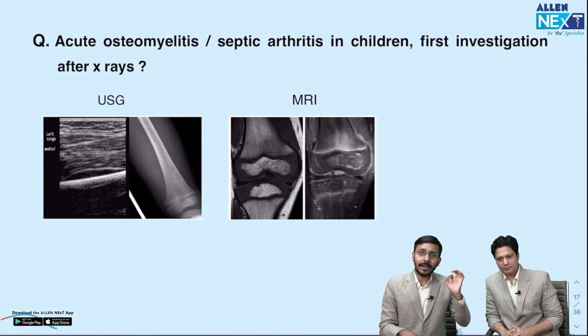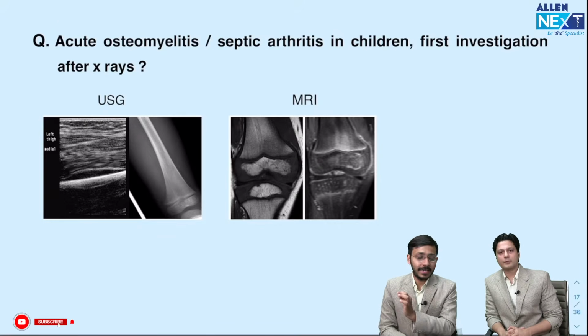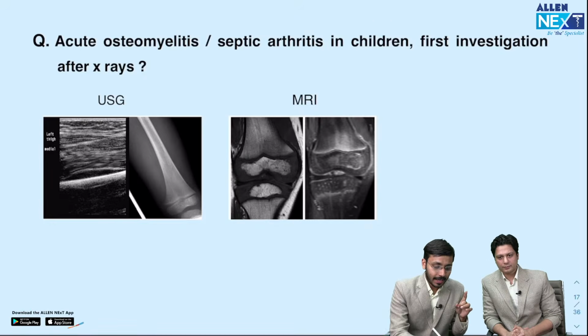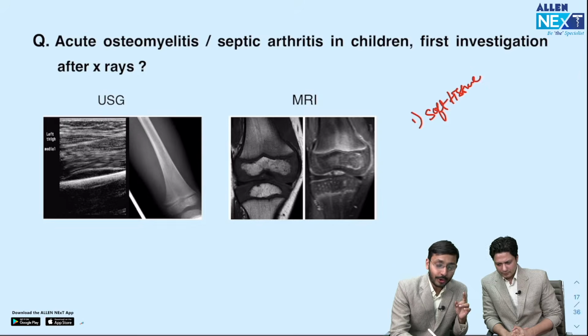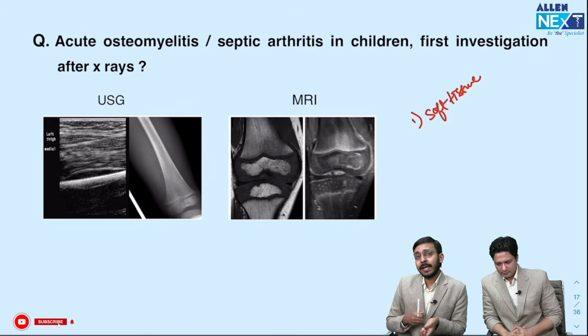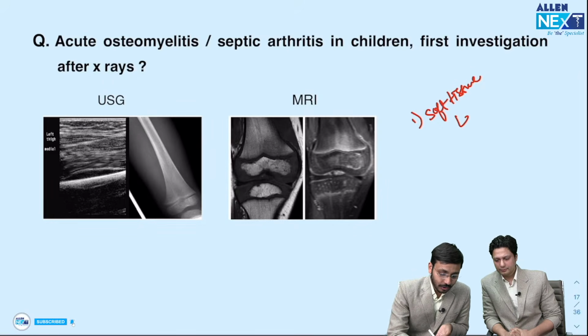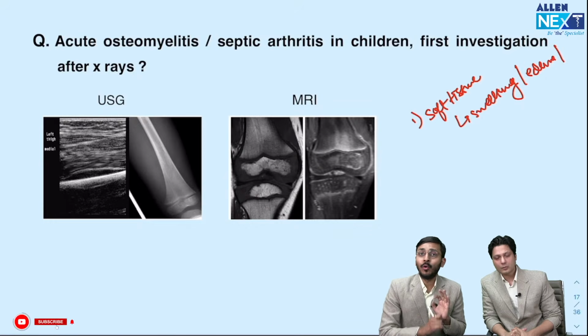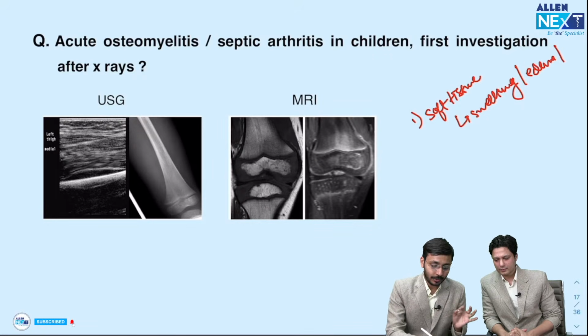So remember, an ultrasound will be the next investigation in case of a suspected acute osteomyelitis because it evaluates the soft tissues. And what do you see in soft tissues in acute osteomyelitis? You see soft tissue swelling, soft tissue edema, and sometimes if there is an infection, fluid also accumulates in the soft tissue. So you will see fluid.